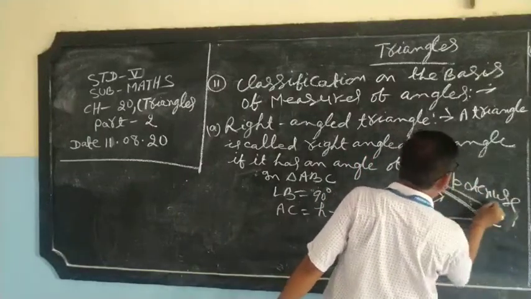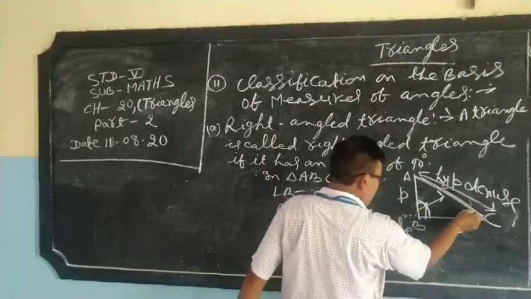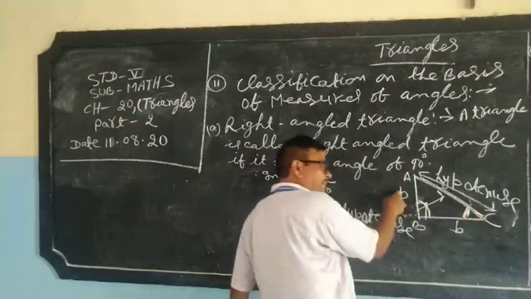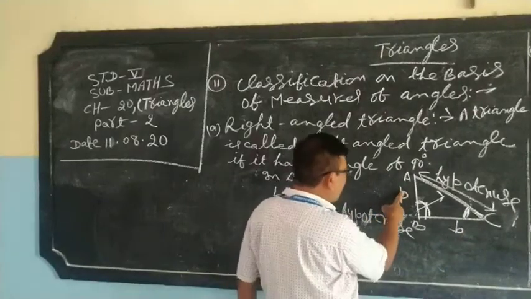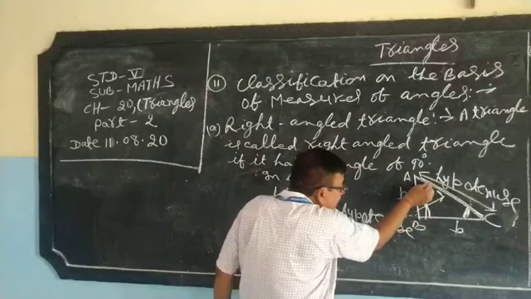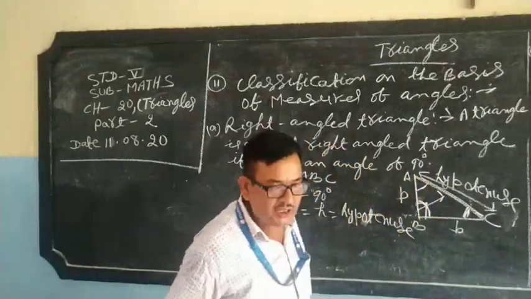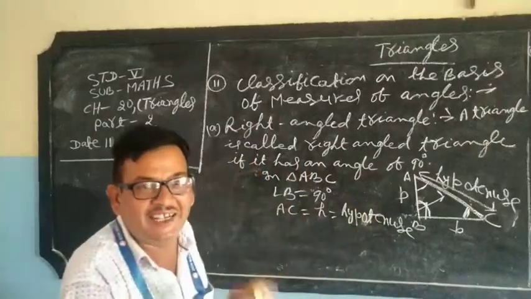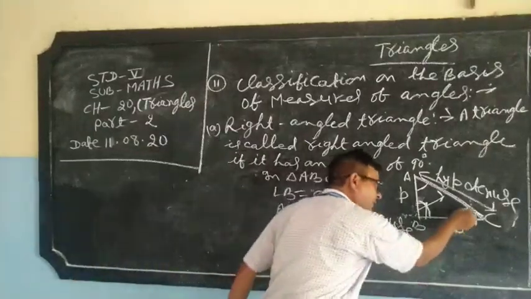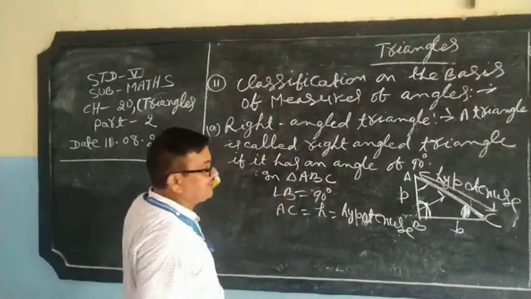So this is called the hypotenuse. And this may be P, this may be B. In front of the angle is called the perpendicular side, and the other one is called the base. Means P and B can interchange according to the condition of the acute angle. Understood now? Now it is clear.